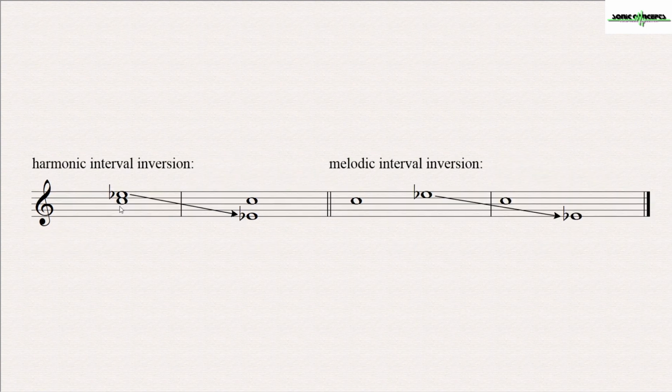The inversion of intervals where the notes are stacked on top of each other and are meant to be performed at the same time is known as harmonic interval inversion. The inversion of intervals where the notes are not stacked and one note in the interval follows the other is known as melodic interval inversion.